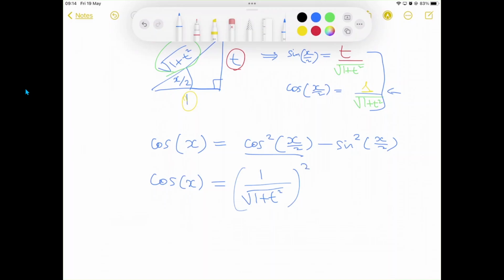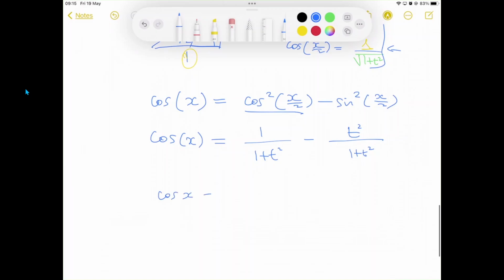If I do this in one go, you're basically squaring the numerator and squaring the denominator. If you square 1, you get 1. Nothing special. If you square the bottom, the square root cancels out. So I can write it like this. And let's do the same thing to the sine. Sine squared of x over 2 is equal to t over root 1 plus t squared, all squared of course. If you, whoops, not to the power of t, what am I doing? If you square the top, you just get t squared. And if you square the bottom, the square root has disappeared. So cosine of x is then equal to 1 minus t squared over 1 plus t squared.